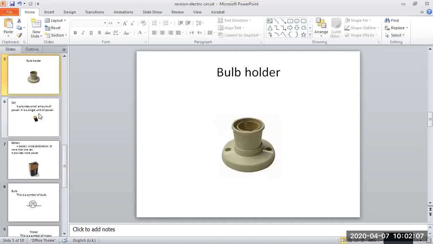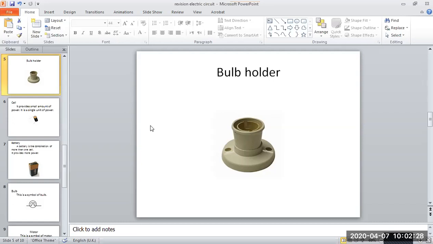And this is the bulb holder. The bulb holder holds the bulb and lights it up. Okay, and it is dangerous to directly give electricity to the bulb, so we first fix the bulb in the bulb holder and then it will light up.